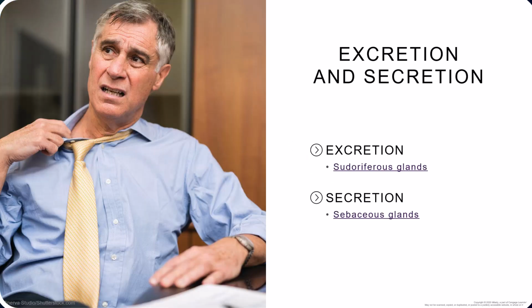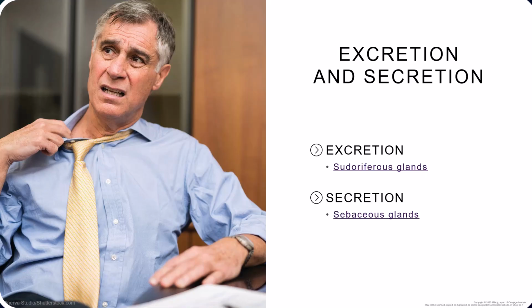Our skin also helps us excrete and secrete. So with excretion, that is getting rid of something, or something is exiting our body. And that's done through the sudoriferous glands, which are the sweat glands. And they are excreting perspiration or sweat and prevent the body from overheating. Heavy sweating can cause loss of fluids, dehydration, and also the loss of mineral balance that is needed to keep the body functioning optimally.